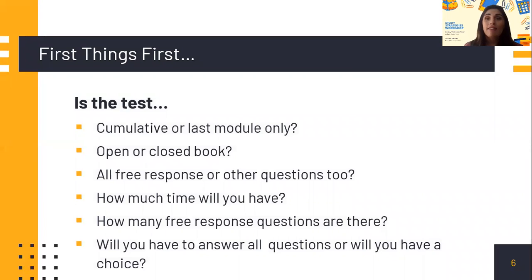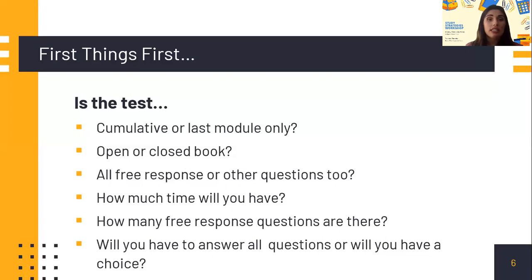Let's hop right in. First things first is you want to ask yourself, is the test cumulative or is it the last module only? So when I say cumulative, I mean from the beginning of class until right now, it's all free game. It might be on the test. It's not limited to any chapter or module. It's just everything.